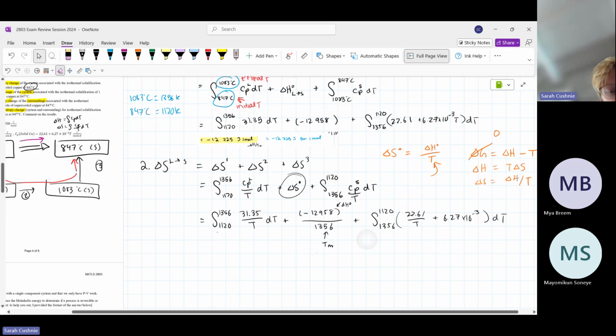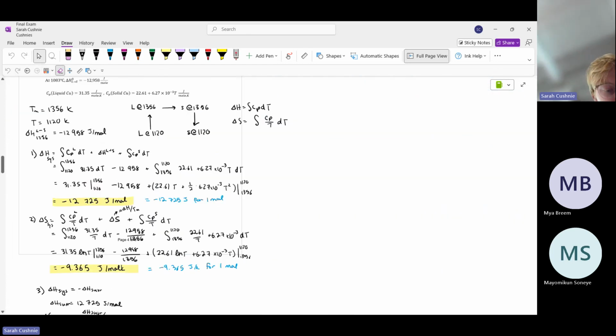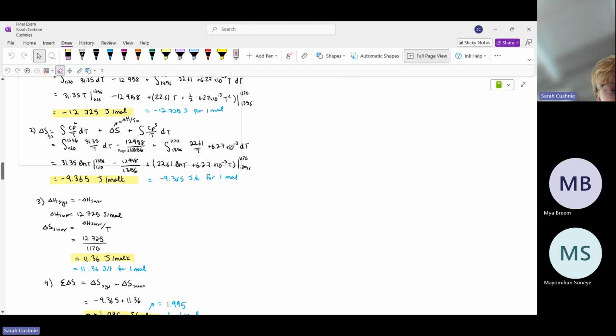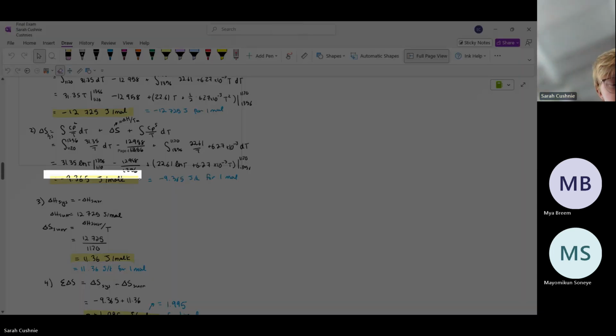So once again, you can calculate this. You can do the integral. For the sake of time, I'm not going to go through that. You would get a value of this.